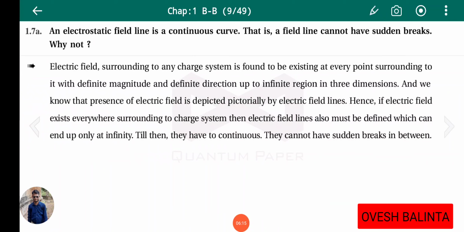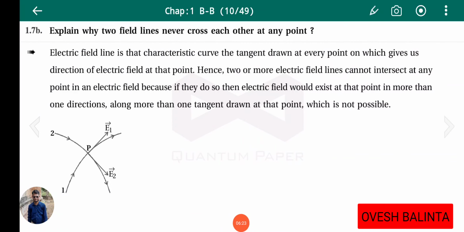This is our example number 6. Afterwards, our other examples 1.7 and 1.8 are theoretical concepts, so you have to solve them by yourself. 1.7b is also a theoretical concept we already discussed: electric field lines never cross each other.